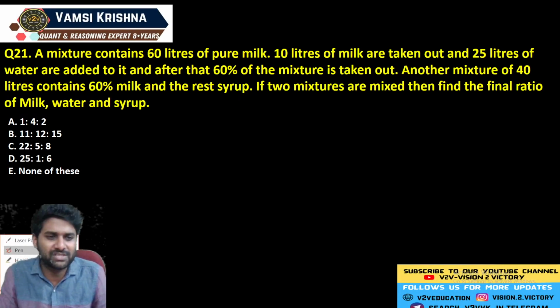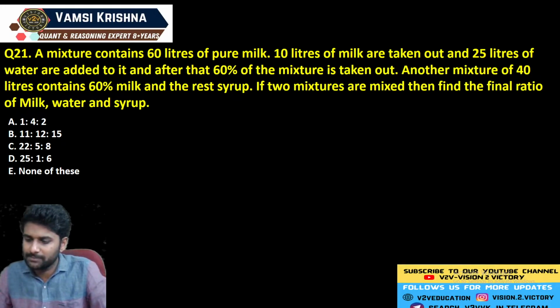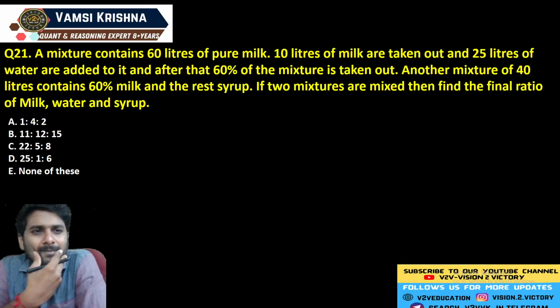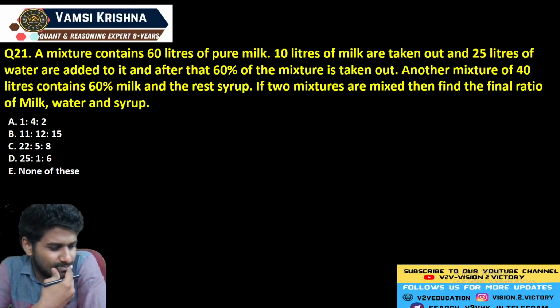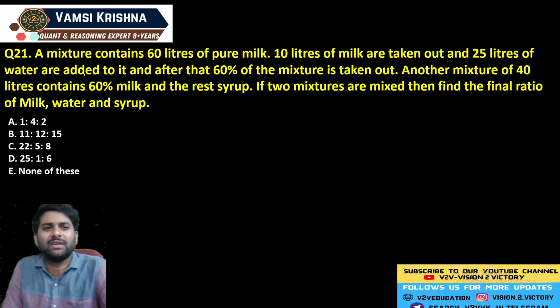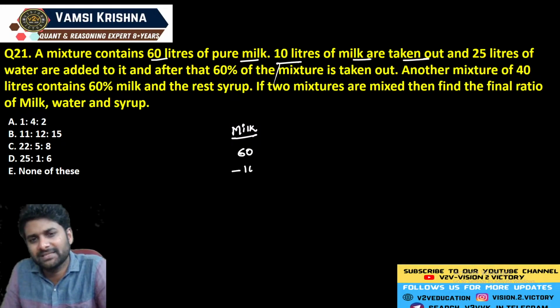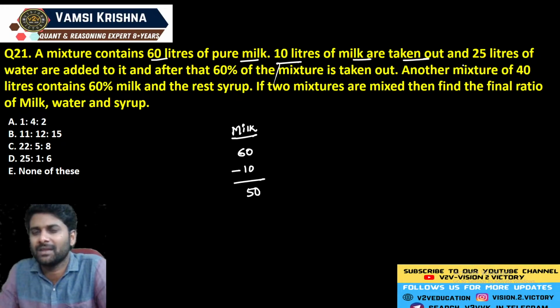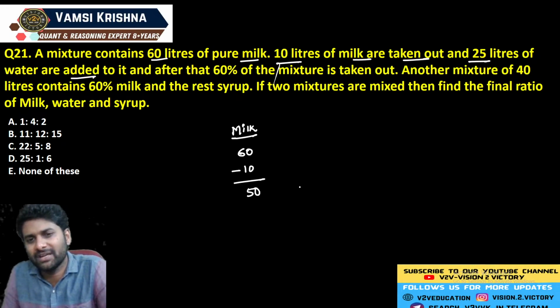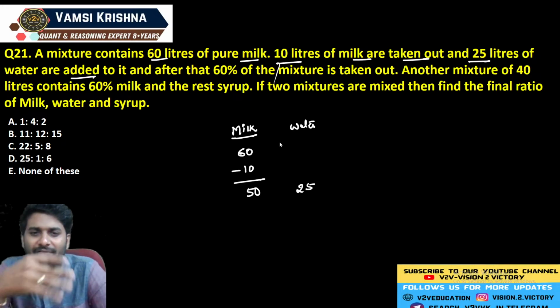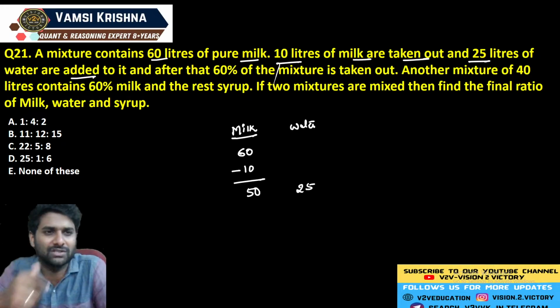Now we'll see the remaining 20 questions in today's session. This is the information: a mixer contains 60 liters of pure milk. So there is 60 liters of pure milk, and 10 liters of milk is taken out. Now there are 50 liters of milk, and 25 liters of water is added. So after this, we have 50 liters of milk and 25 liters of water.